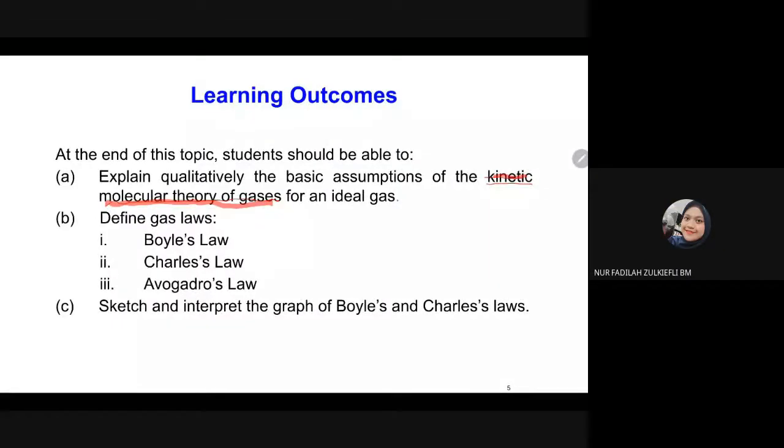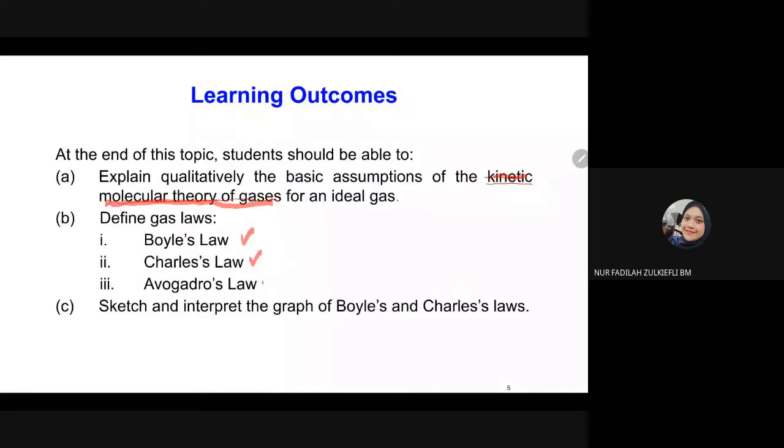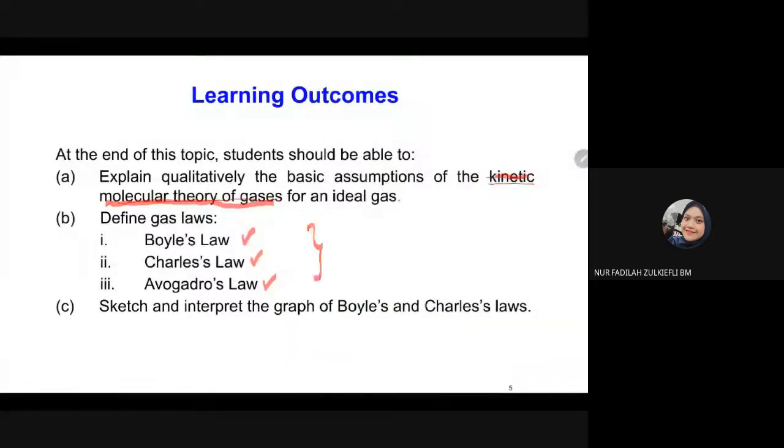Okay, so the first one is Boyle's law. The second one is Charles' law, and the third one is Avogadro's law. And from this combination of three gas laws, nanti kita akan come out dengan ideal gas law.